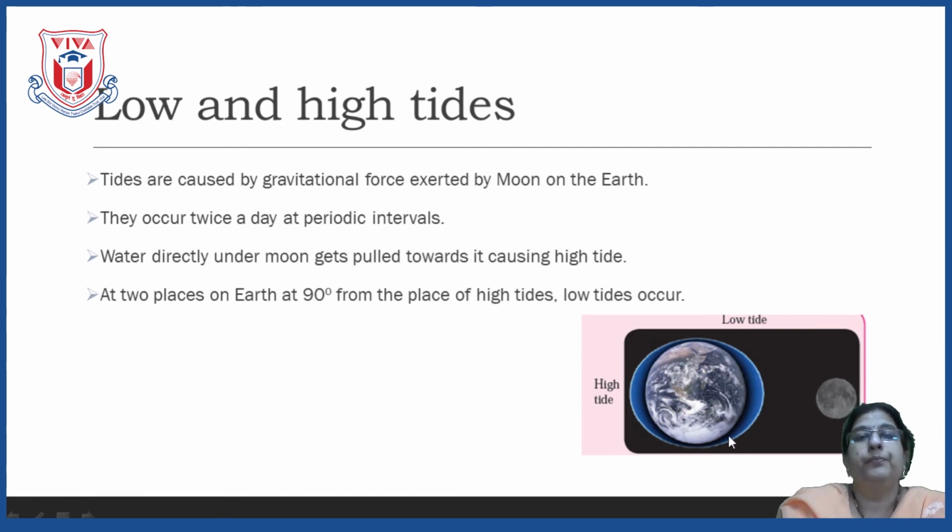So here, write a short note on low tide and high tide, or write a short note on how tides occur. For that you have to explain all these things. It can be asked for 2 marks. So here, the tides are caused due to the gravitational force exerted by the moon on the earth.